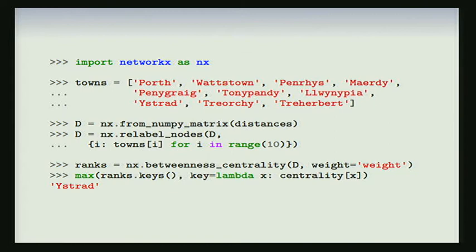I chose the betweenness centrality because that was a measure that took into consideration the shortest paths through the network, and I felt like if patients are going to travel to hospital, they're going to be taking shortest paths. So I felt like this was the most appropriate measure of centrality. I can rank all the nodes, so all the towns, by that centrality and return the maximum one. And here, the most central node is Ystrad, so I should build the new hospital in Ystrad.